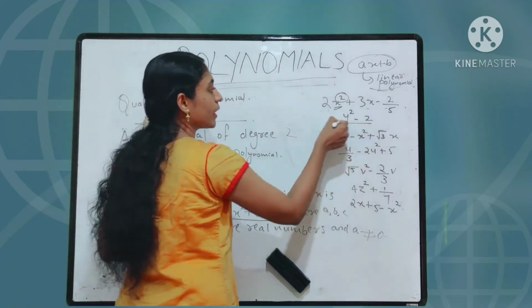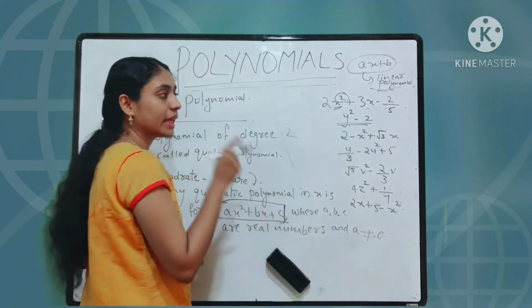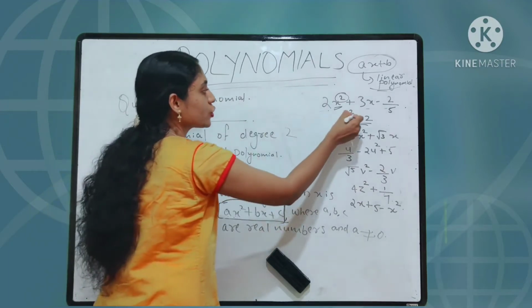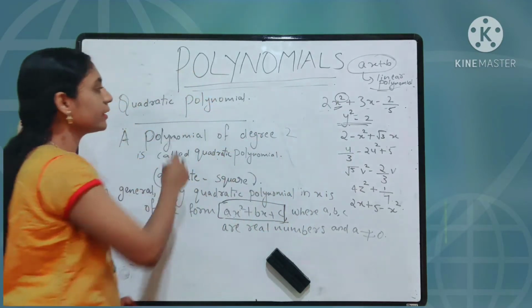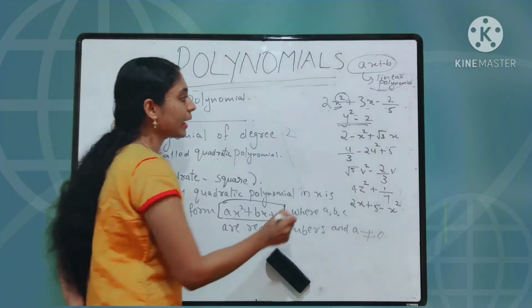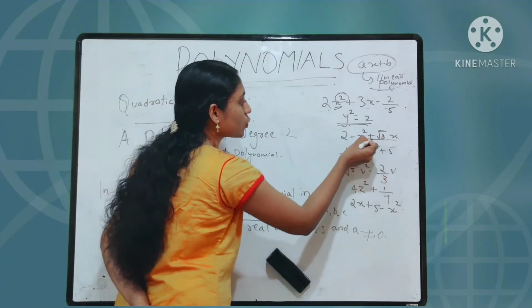And what about this one, y square minus 2? Again, it is a polynomial in the variable y of degree 2. Since it is of degree 2, we can say that it is an example of a quadratic polynomial. Again, 2 minus x square plus root 3x.